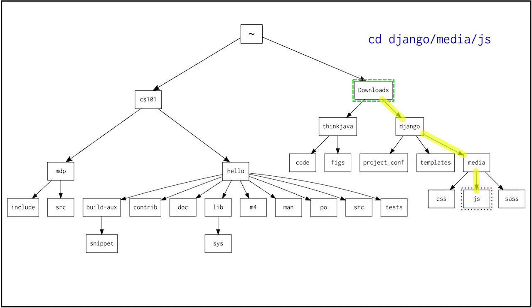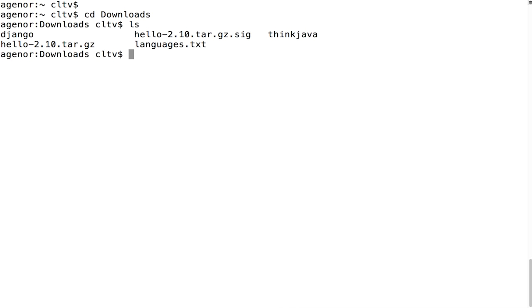So say that we want to get down to this JS folder within Django. How would I get there? Well, the JS folder is 3 levels down, so using the cd command we learned, we could do cd Django, and then cd media, and then finally cd JS. Yep. So that's doing it with 3 separate commands. And I'm down in that JS folder, which it indicates in my prompt.